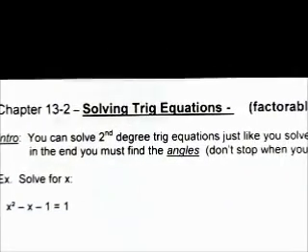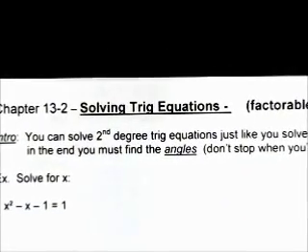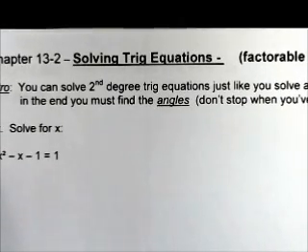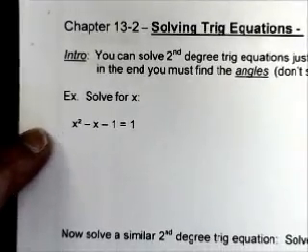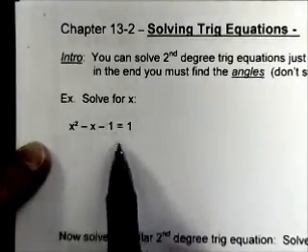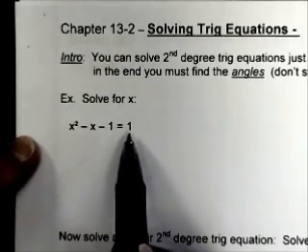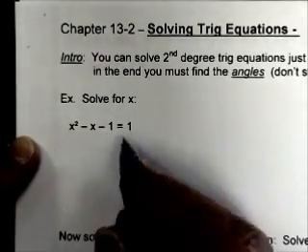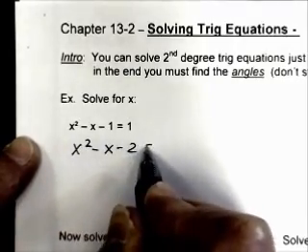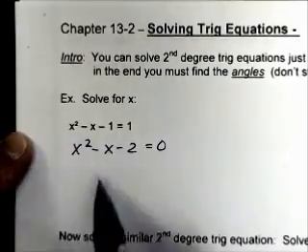We can solve second degree trig equations just like we solve algebraic equations. Remember, in the end, you must find the angles. Don't stop when you've solved for the trig function. For example, if we wanted to solve this quadratic equation for x, we would put it in standard form. We would subtract 1 from both sides, and we would have x squared minus x minus 2 equals 0. And then we would factor.